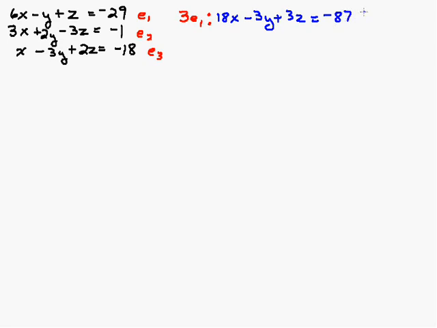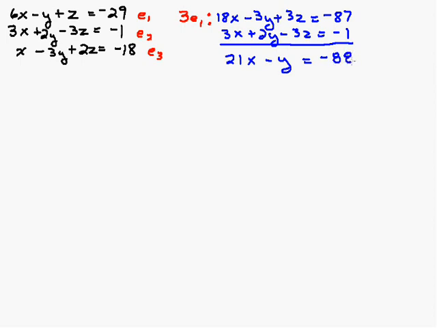Okay, so now I'm just going to move equation 2 over here underneath: 3x plus 2y minus 3z equals -1, and I'm going to add these together. See, my z's are going to drop out, that's what I wanted. So we get 21x minus y equals -88. Okay, we're going to leave this here for a minute.